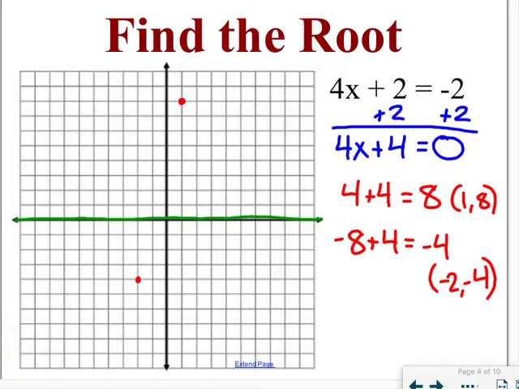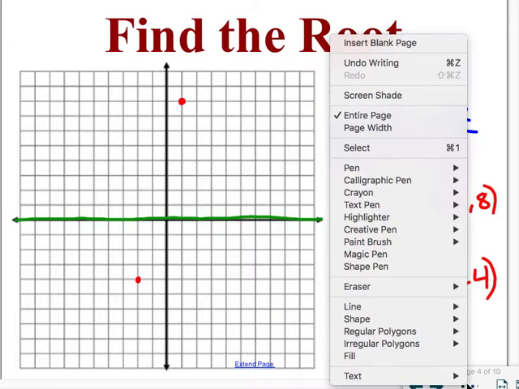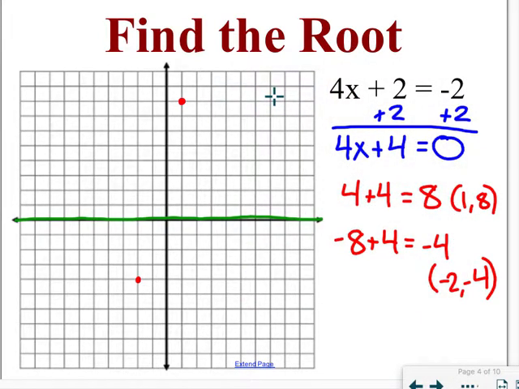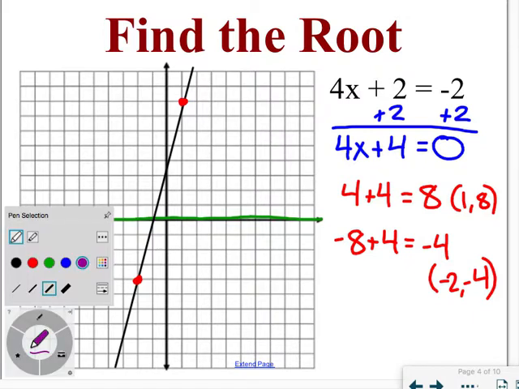Then we have to go through and connect our points. Again, remember, when you are making a line on the graph, you should be using a straight edge and going all the way through the entirety of the graph through those points that you picked. You should have it all the way through, and there should be those arrows on the end.